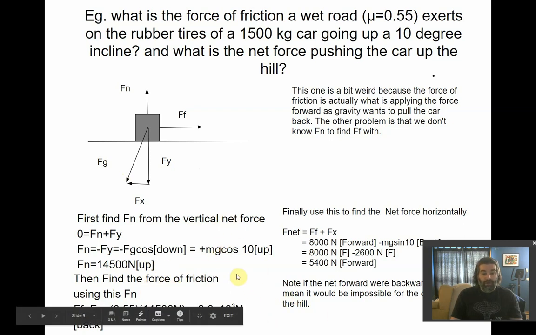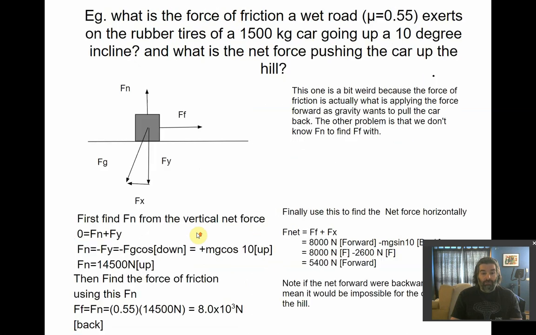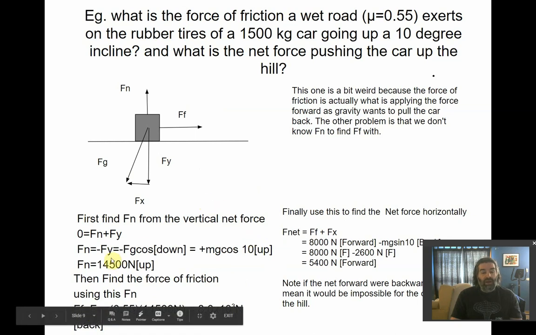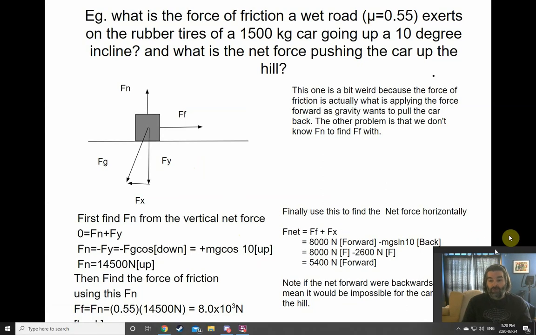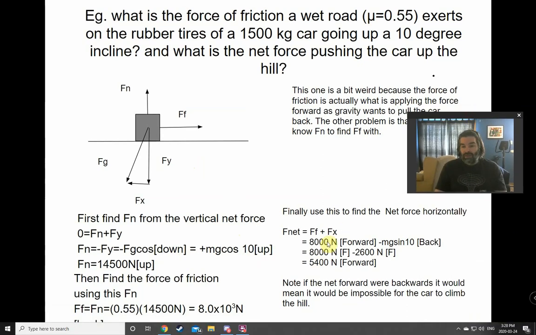Then all you have to do, use that to find the force of friction. So Fn is, oopsies, the same. The force of friction is mu Fn. There should be a mu there, sorry. 0.55 times your normal force, so 8,000 newtons backwards. Remember, it's always going to be backwards because it's force of friction. Then you just use that to find your net force, where 8,000 newtons.